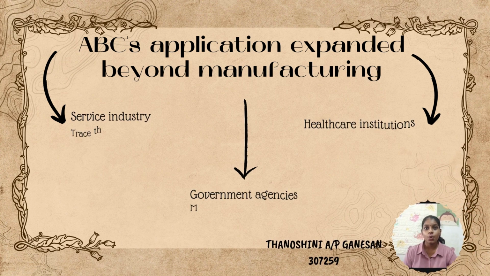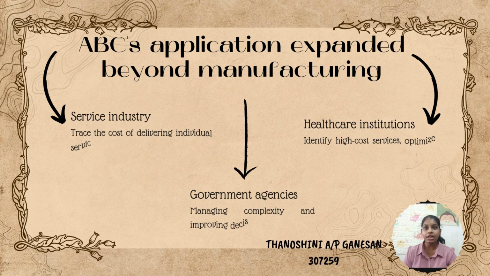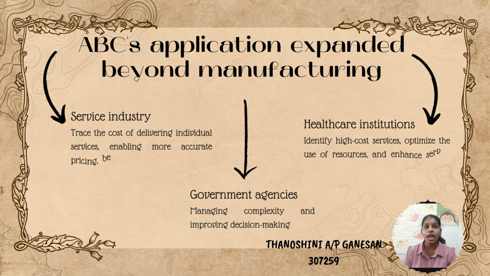In the service industry, where intangible outputs dominate and overheads can be substantial, ABC helps managers trace the cost of delivering individual services, enabling more accurate pricing, better budgeting, and clearer performance evaluation. Healthcare institutions benefit similarly, using ABC to analyze the true cost of medical procedures, administrative tasks, and patient care activities. This enables hospitals to identify high-cost services, optimize the use of resources, and enhance service delivery.